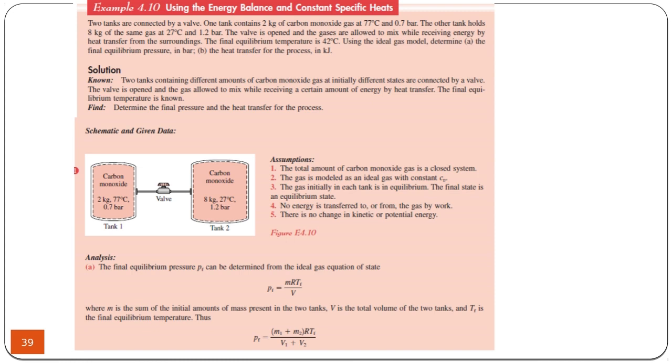Another example is related to mixing of two gases. There are two tanks of carbon monoxide, and these carbon monoxide gases are mixed by opening the valve in between. In the beginning, before the valve was opened, the first tank had 2 kilograms of carbon monoxide at 77 Celsius and 0.7 bar, and the second tank has again carbon monoxide but 8 kilograms at 27 Celsius and 1.2 bars.